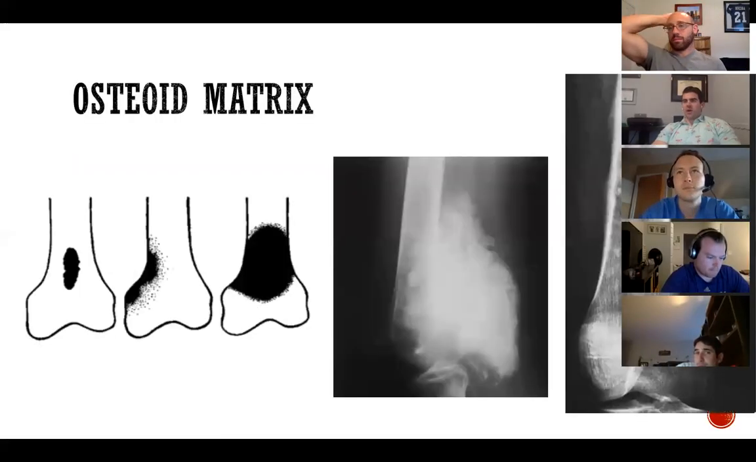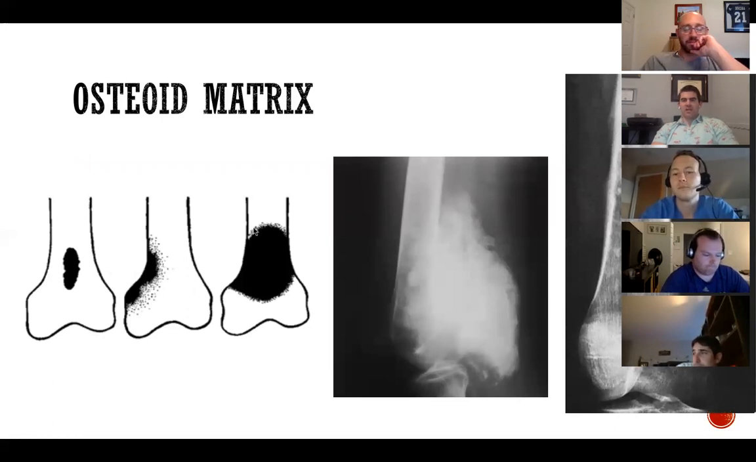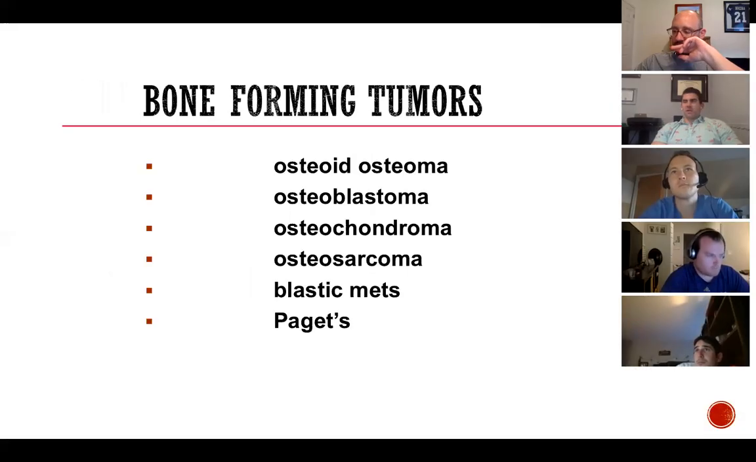So talking about an osteoid matrix, this is where you'll have patterns with a solid, cloud-like and ivory-like opacity. That's how you can tell that it's a bony or an osteoid matrix. Just for your reference, we talk about some of these lesions that are bone-forming tumors.